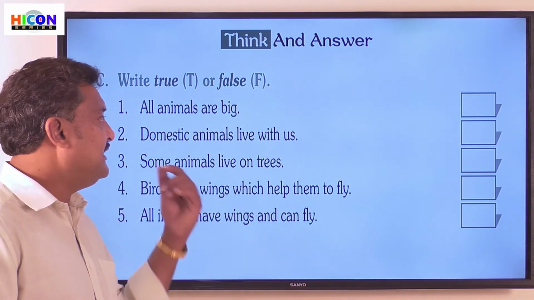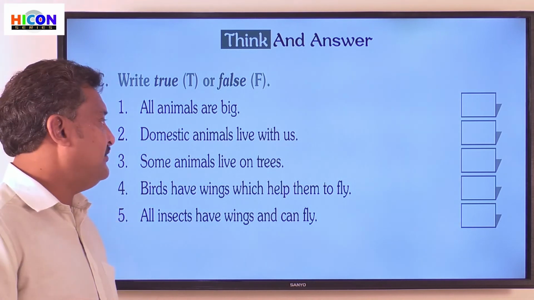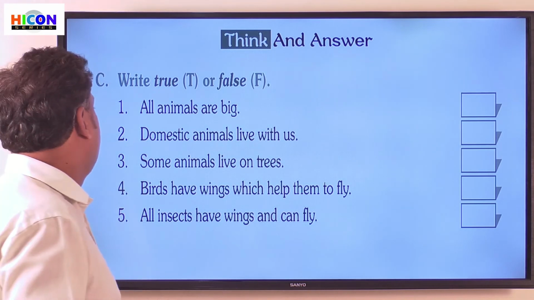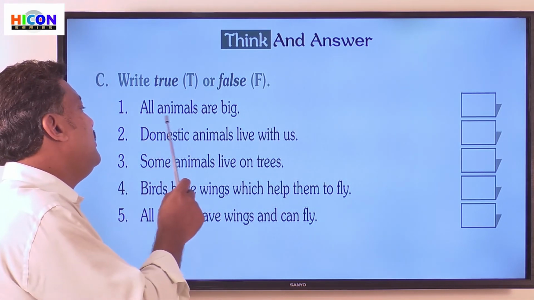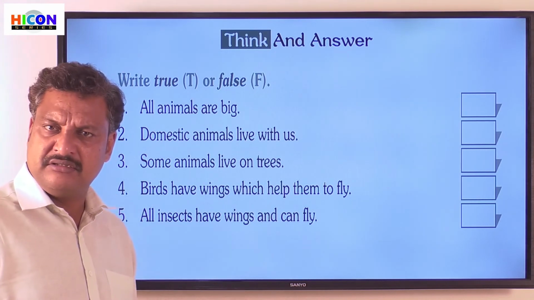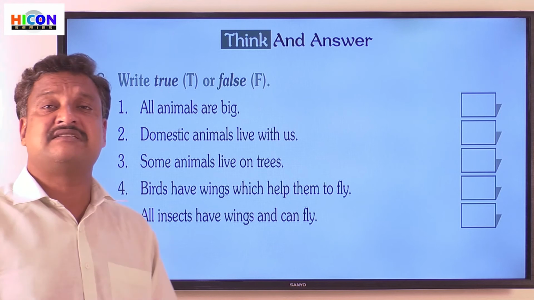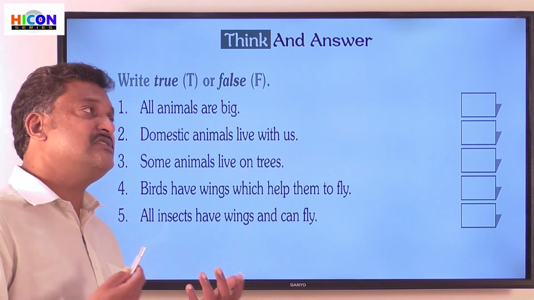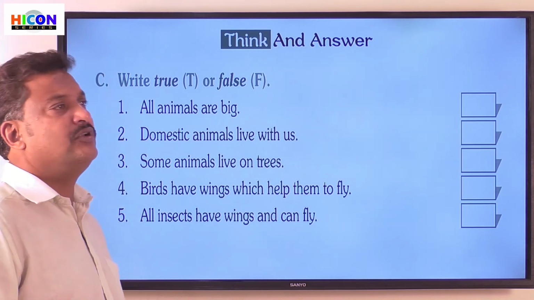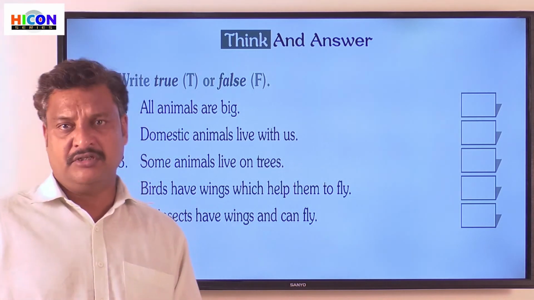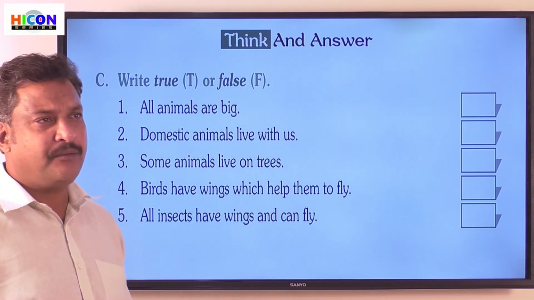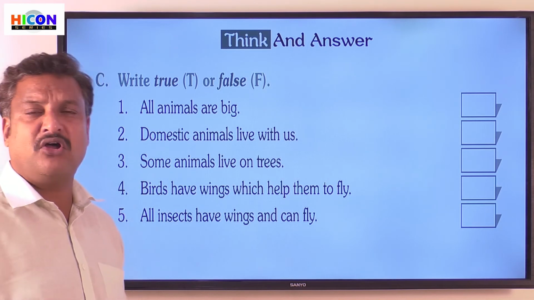Okay? If it agrees, then it is true. If it doesn't agree, then it is a false statement. Right? So, the first sentence, all animals are big. Are all animals big? There are animals of different size, isn't it? Yeah, there are animals like elephant, which is very huge. Some animals like buffalo, ox, cow, horse are big animals. Then a rat, a rabbit, they are small animals.